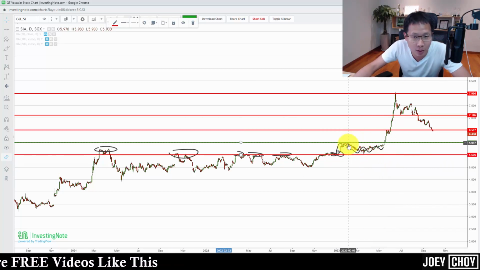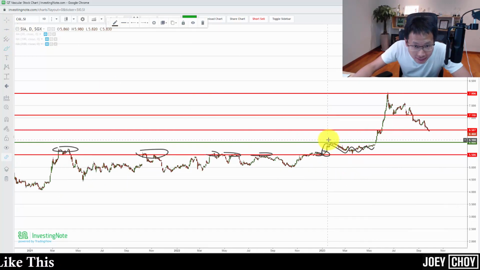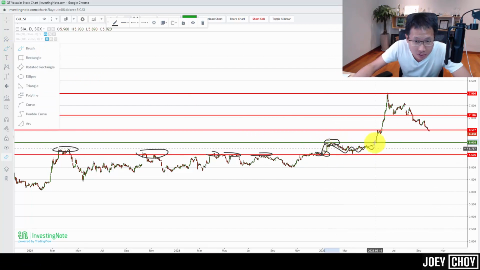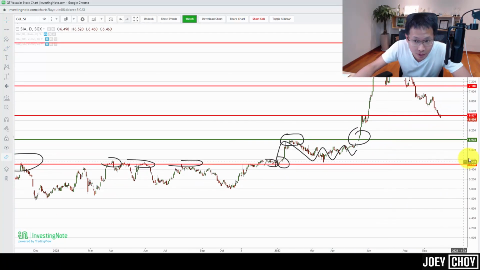After 550, that is where we saw this consolidation, and $6 would be that major psychological resistance level. You can see when we broke the $6 right here. So let me just zoom it in for you right over here.